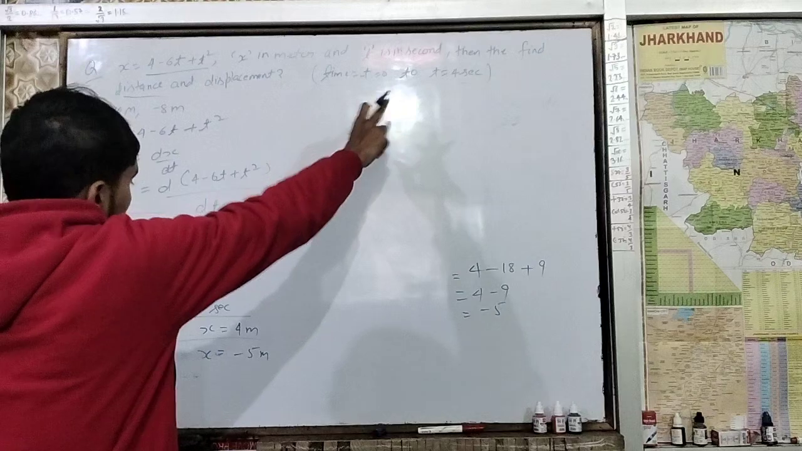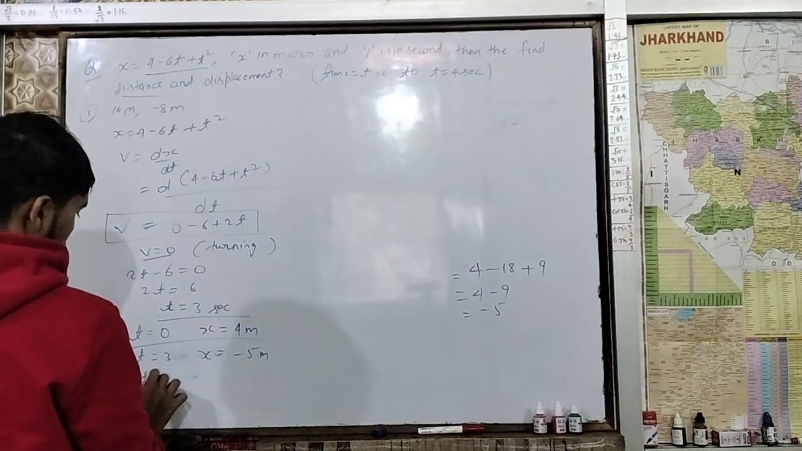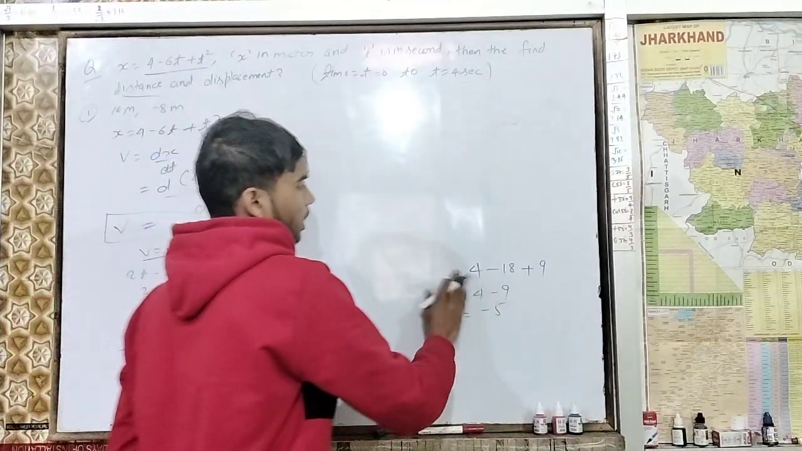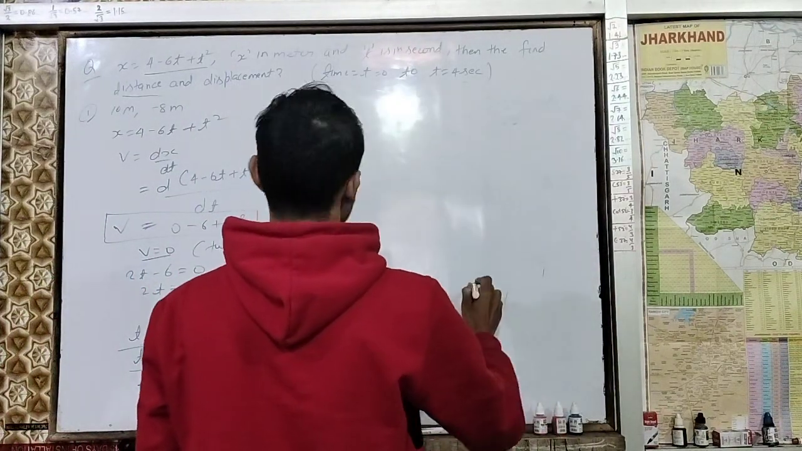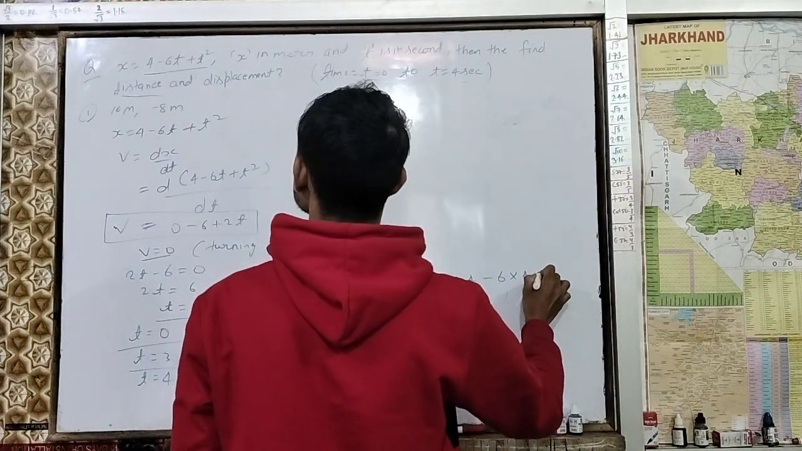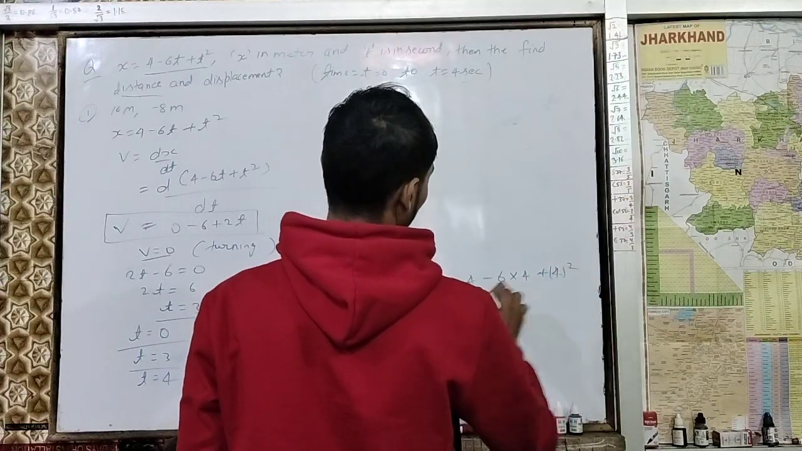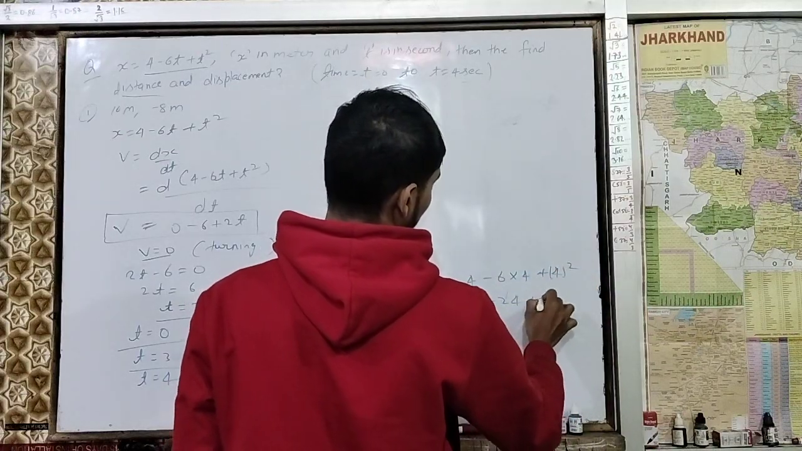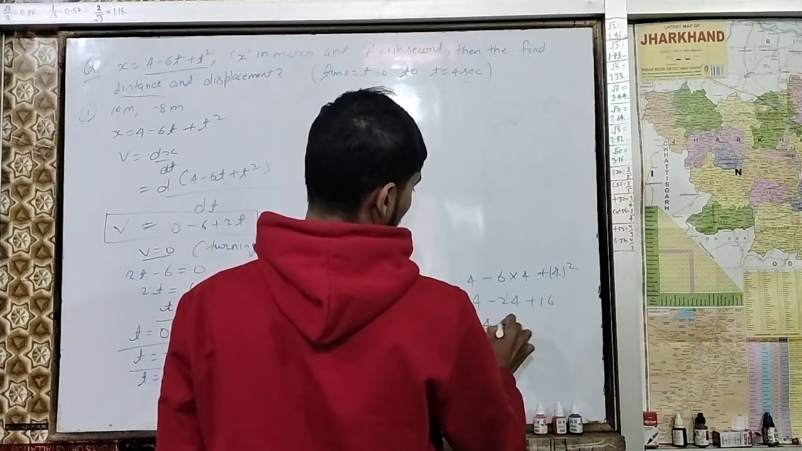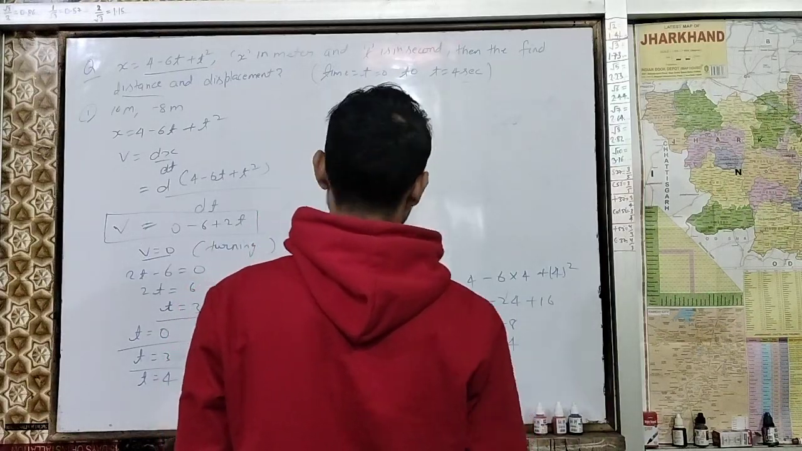Then at t equal to 4 seconds, x will be 4 minus 6 times 4 plus 4 raised to power 2. 4 minus 24 plus 16. 4 minus 8 will become minus 4. Minus 4 meter.